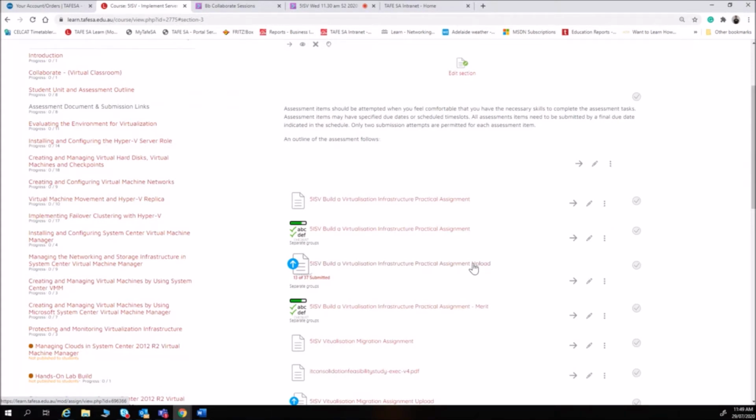There's a practical assignment. It's pretty straightforward. It's probably the easier one of the two in this subject. You build a structure with Hyper-V, a domain, storage, network, live migration network, etc., as the requirements are written here.